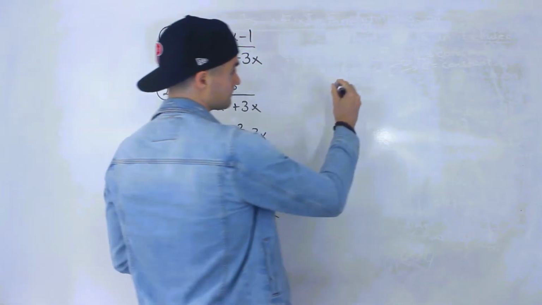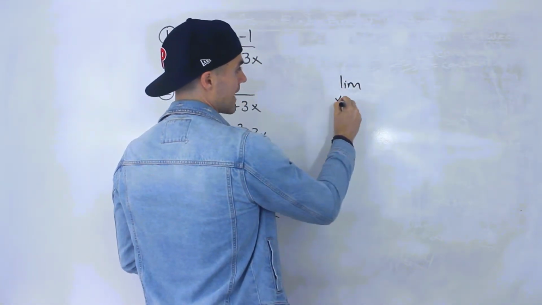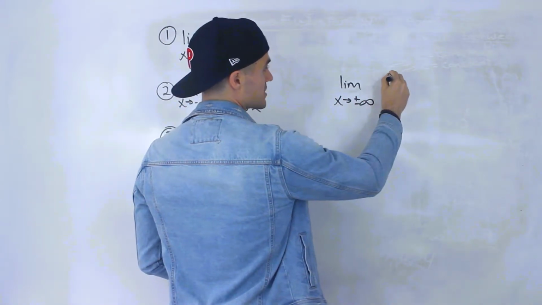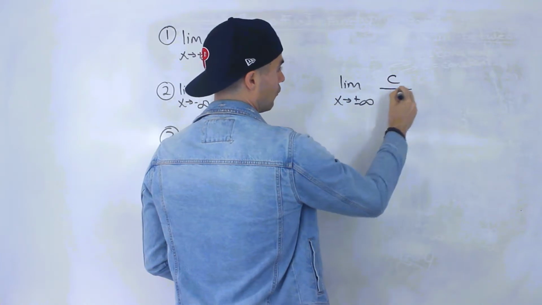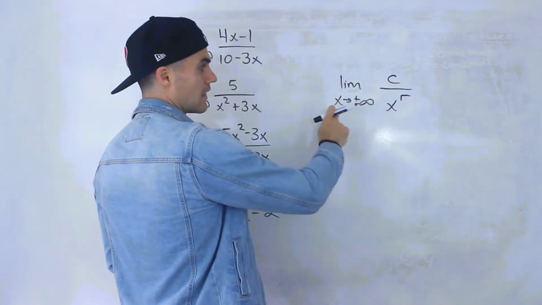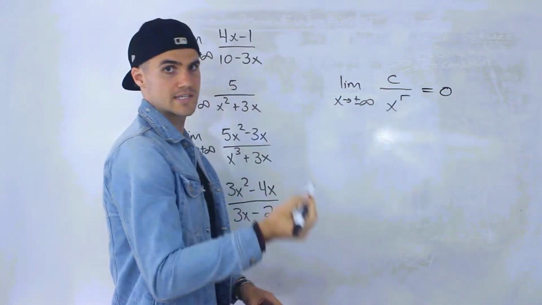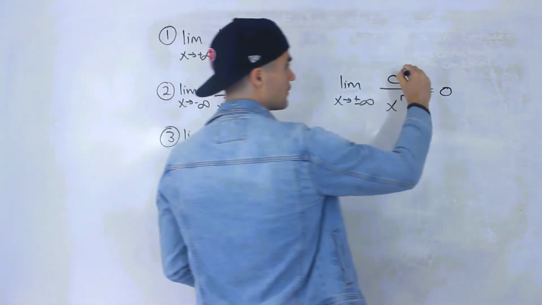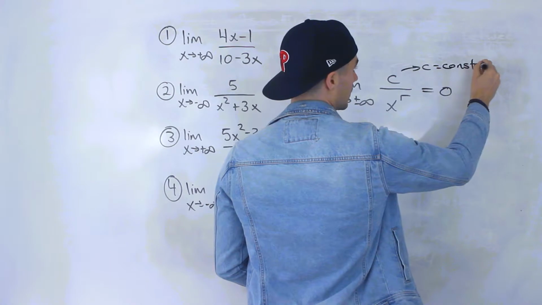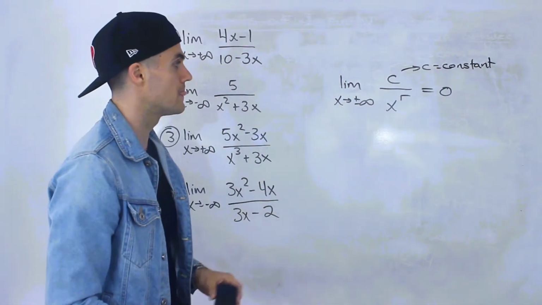And the property is whenever you have the limit as x approaches plus or minus infinity of some kind of constant over x to the power of r, this is always going to equal 0. So this c value here, that's going to be some kind of real number. So that's some kind of constant, whether it's 1, whether it's 2, whether it's -5, whatever.